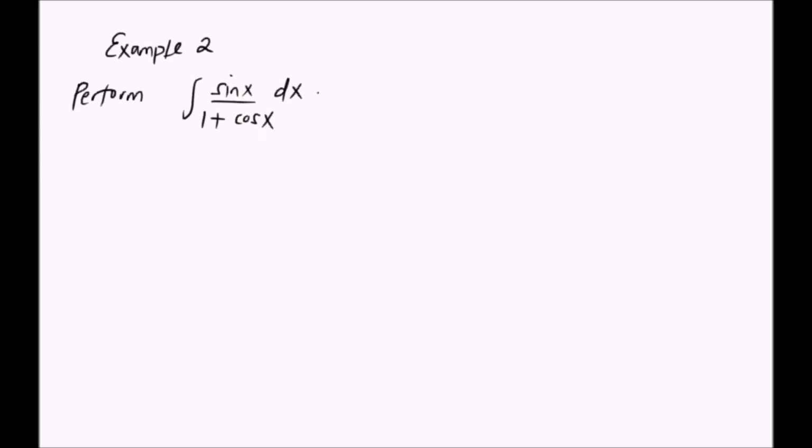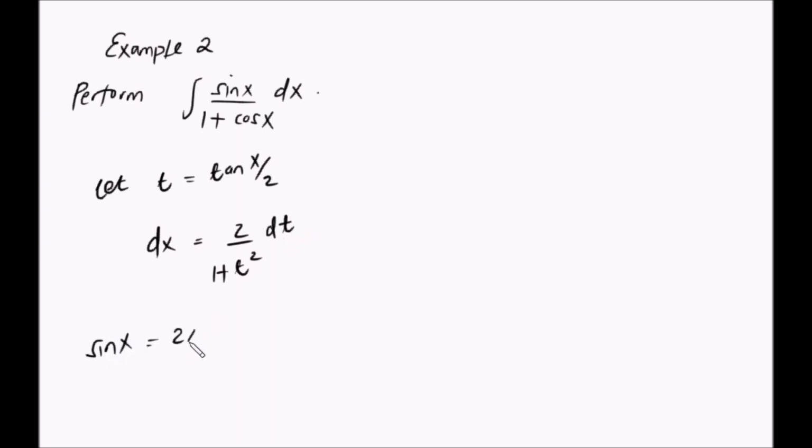So this one now is example 2. So again, I'm gonna let t ni sasa na nini? Tan of x over 2. So tumesema dx itakuwa ni nini? Itakuwa ni 2 over 1 plus t squared dt, si ndio hivyo? And then sin x tumesema nini? Ni 2t over 1 plus t squared. And then cos x tumesema nini? Ni 1 minus t squared over 1 plus t squared.